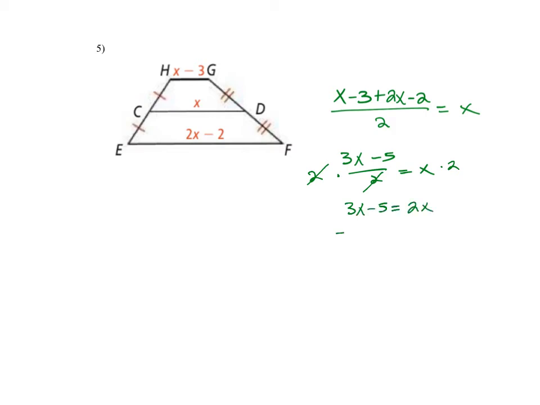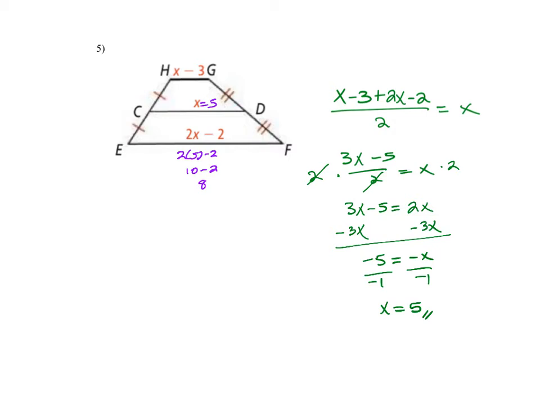So minus 3x on both sides, so negative 5 equals negative x. And now I'm just going to divide by 1, so x equals 5. We can check that, right? So I'm going to substitute. I know that this is 5. So this is 2 times 5 minus 2, so 10 minus 2 equals 8. And here 5 minus 3 equals 2, right? So if I add 2 plus 8, divided by 2, that is 10 divided by 2, so it's 5. As you can see, I have that the mid-segment equals 5.